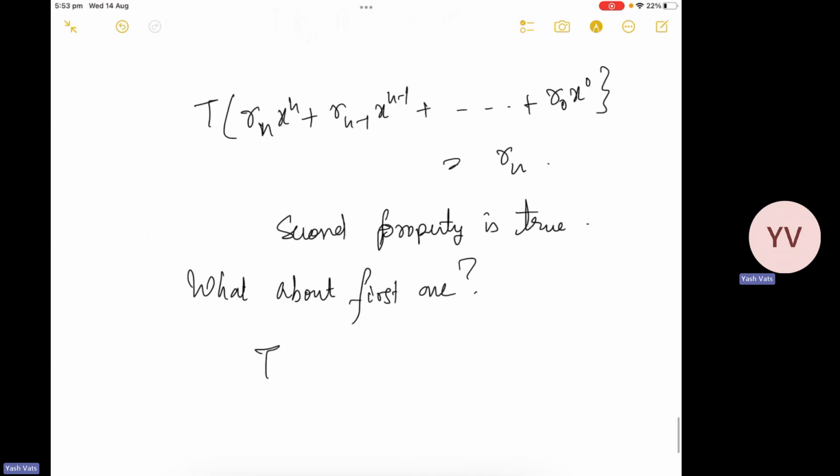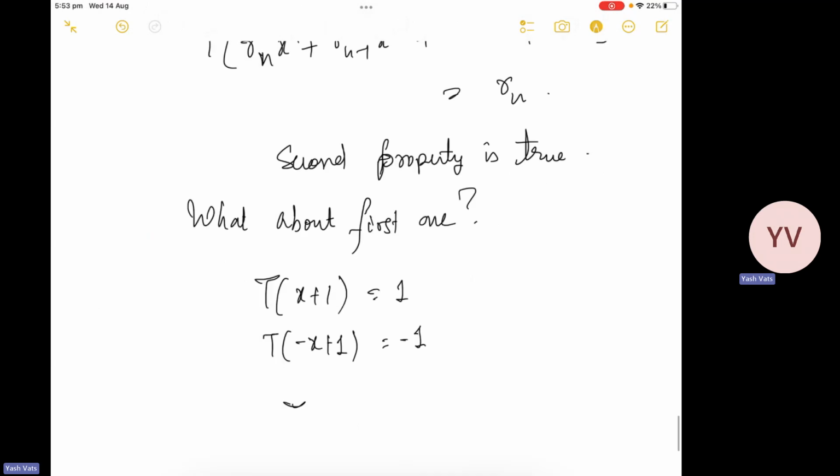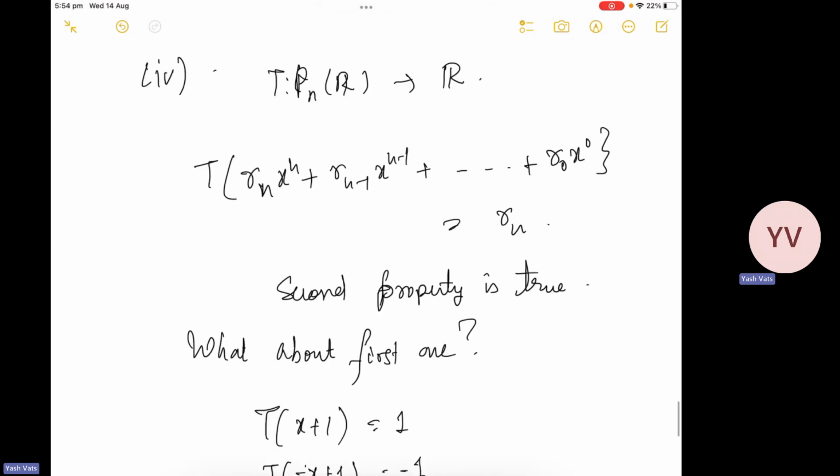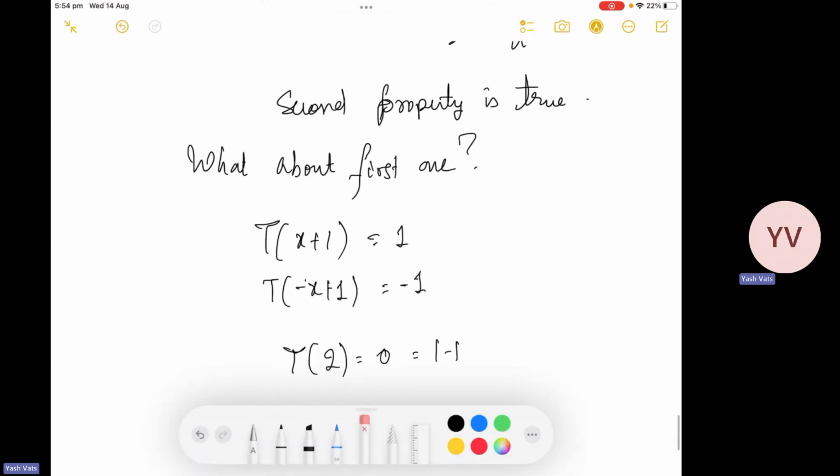Okay, let's try this. T of x plus 1 is 1. T of minus x plus 1 is minus 1. But T of 2 is 0, which is the same as 1 minus 1. Yeah, so I think so. You take minus 2x, and that will be minus x, so T of minus x will be minus 1. I think it is a linear transformation. Let's check.